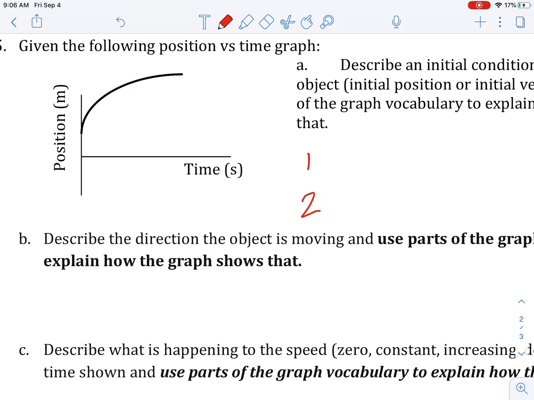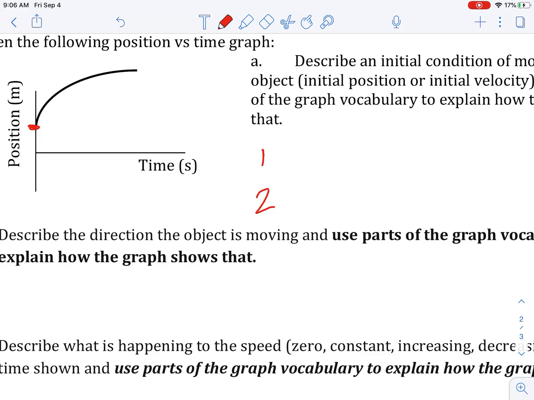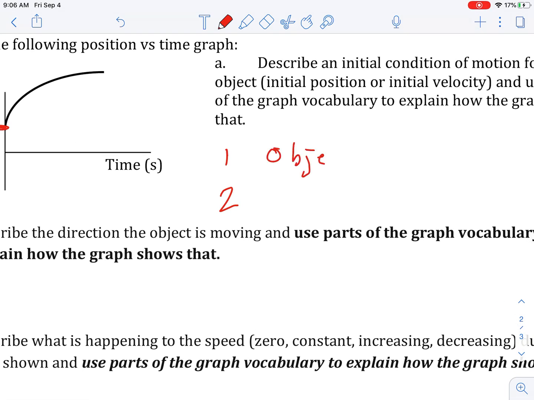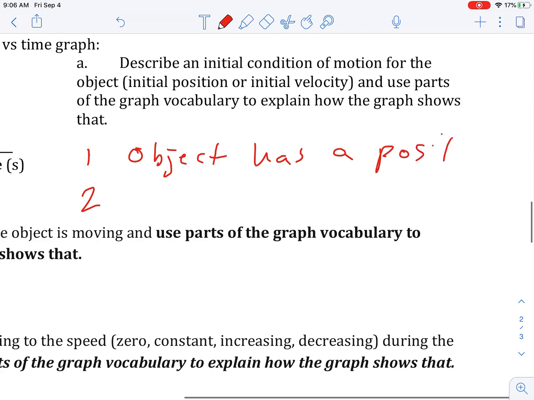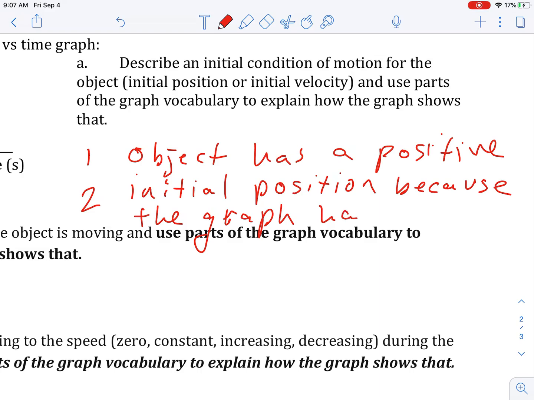Because we see that the y-intercept is in the positive quadrant, or it's a positive y-intercept, we know that it's going to start with an initial position that's positive. So the object, do we know what the object is? No, we don't. So the object has a positive initial position because the graph has a positive y-intercept.